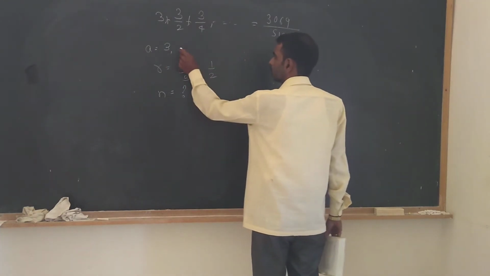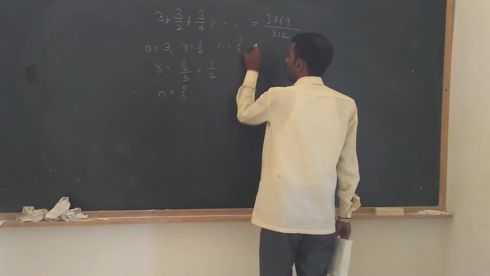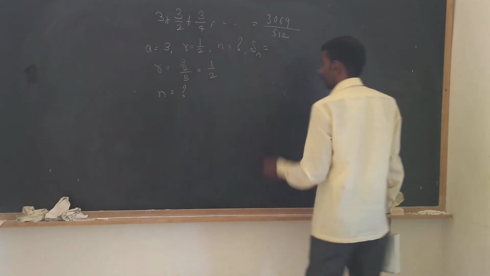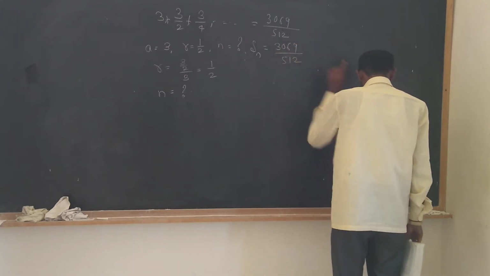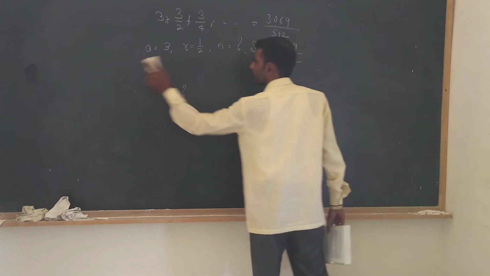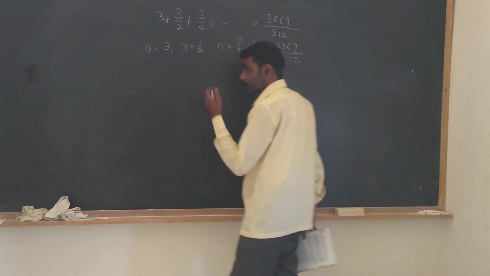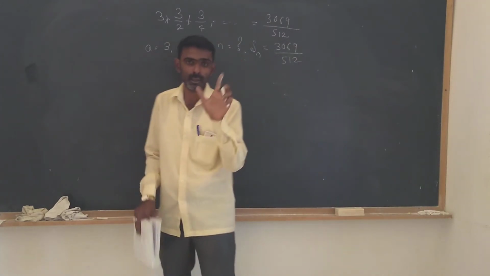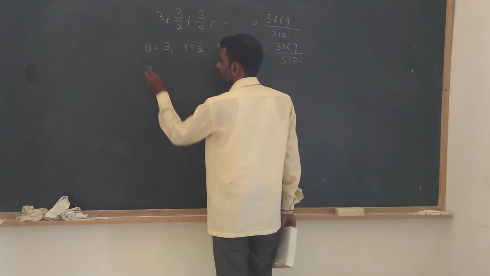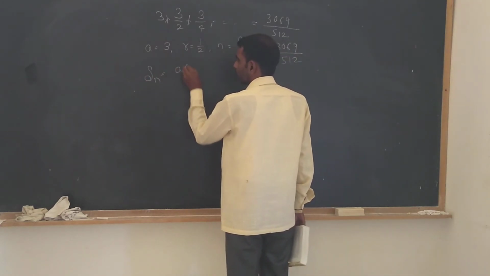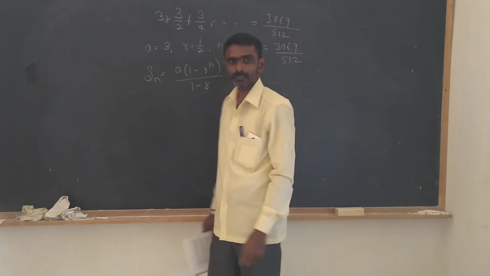So here a is 3, r is 1 by 2, and here you need to find n, and Sn is given to be 3069 divided by 512. Which is the formula you have to apply? Here the value of r is less than 1. So Sn is equal to a into 1 minus r raised to n divided by 1 minus r.